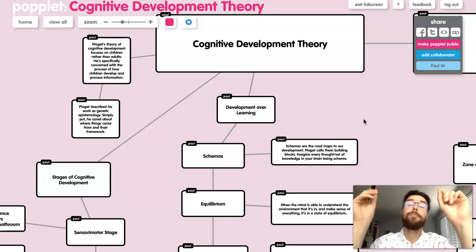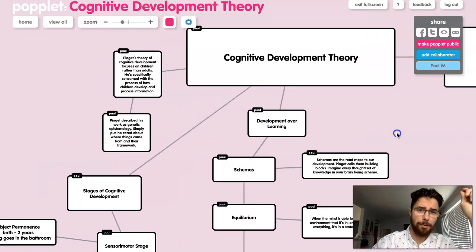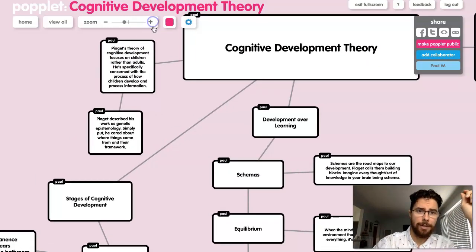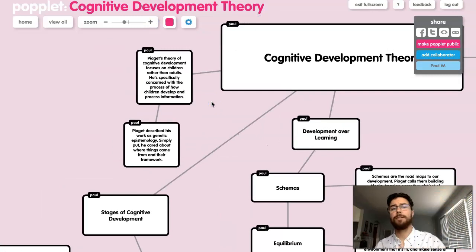Couple things to keep in mind for this presentation. We're going to go over these two bullet points here. So his theory focuses on children. It's not about adults. He's only concerned with children. And he describes his work as genetic epistemology. So he cares about where things come from and the framework of those things.